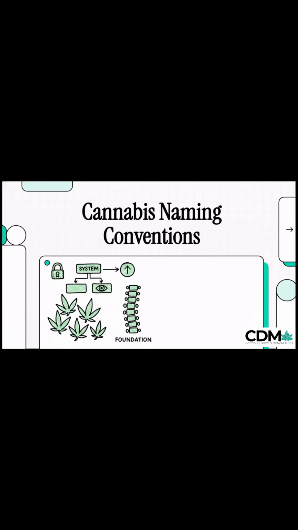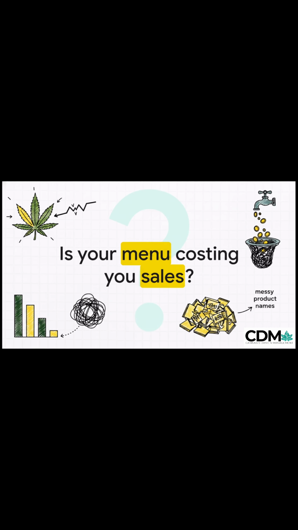When it comes to cannabis retail, how you name your products is about so much more than just keeping things organized. It's really about control, about visibility, and at the end of the day, it's about your performance. A solid naming convention is basically the backbone of your entire operation, and today we're going to explain exactly how to get it right.